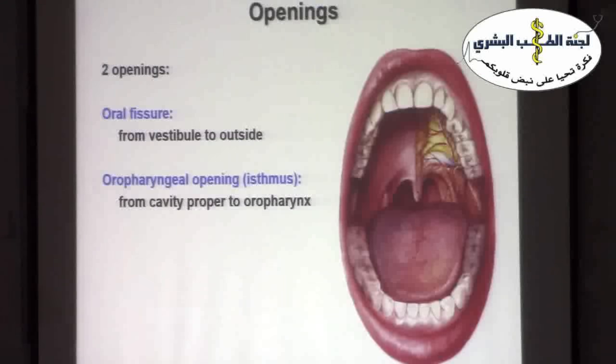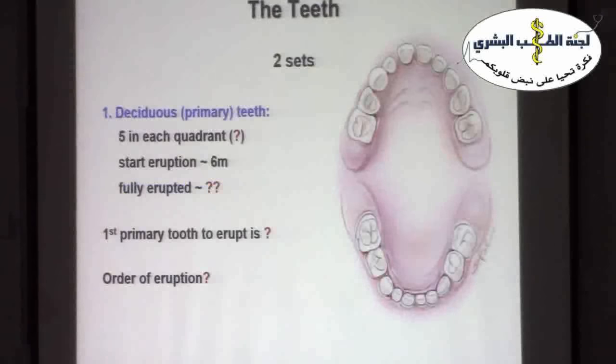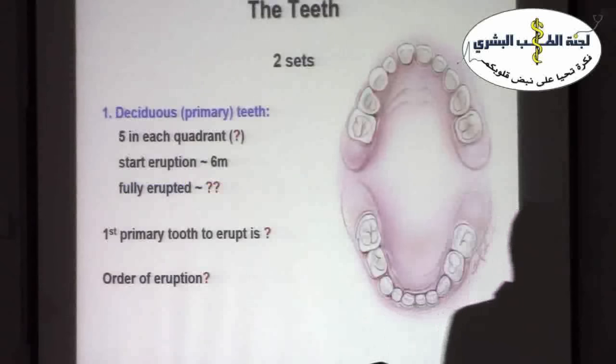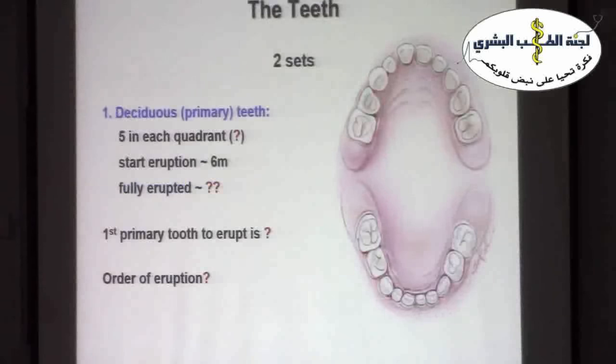We spoke about this opening. Let's go to the components of the oral cavity. We said two components, teeth and tongue. We start with the teeth. The teeth are made of two sets in the humans.